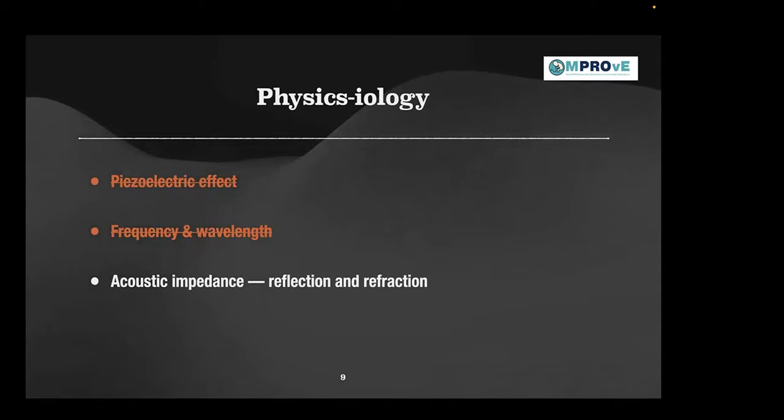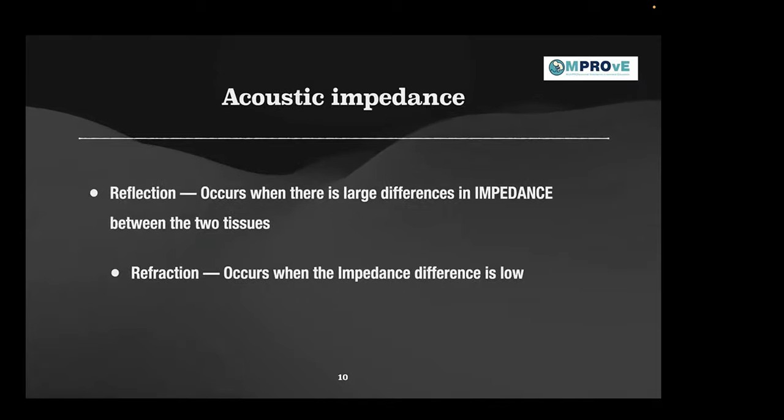So the higher the resistance, the higher the reflection. The higher the reflection, you get a very bright image. And the lower the impedance, the lower the resistance, you get low reflections, so you get darker images. So low reflection and low refraction as well. So this is what I said exactly.